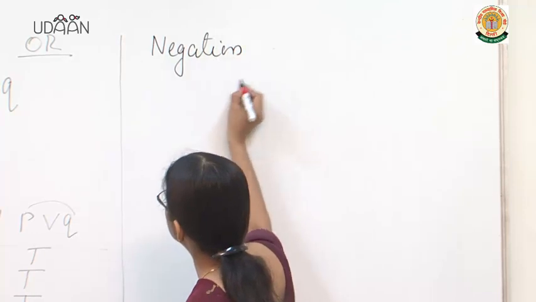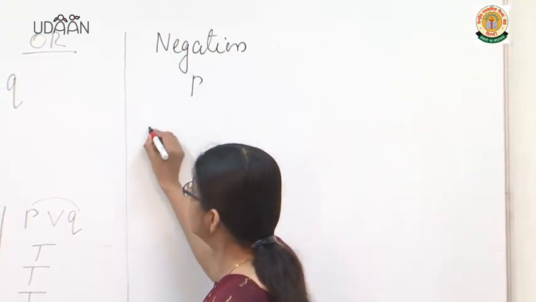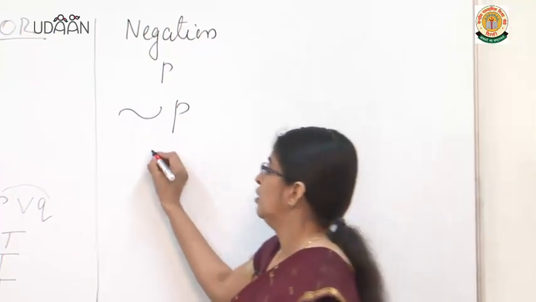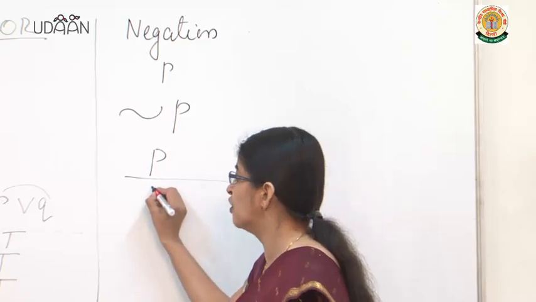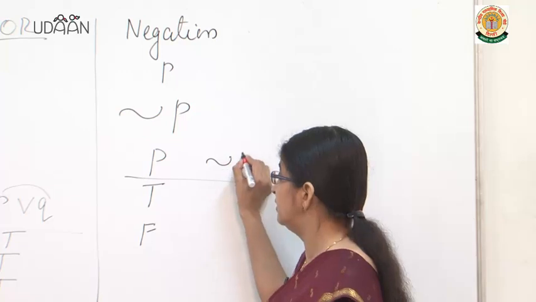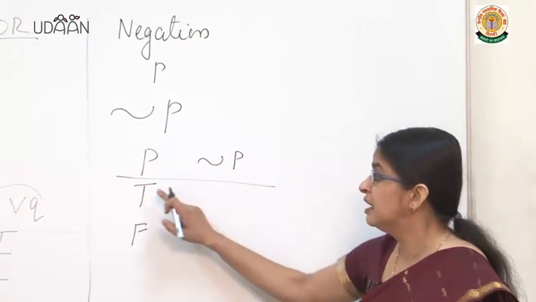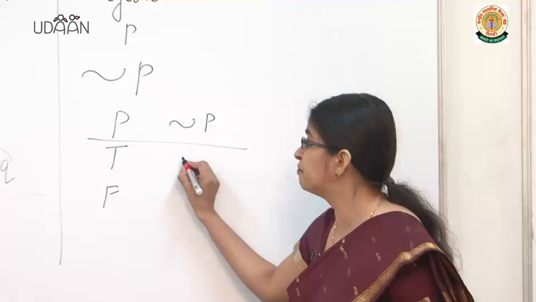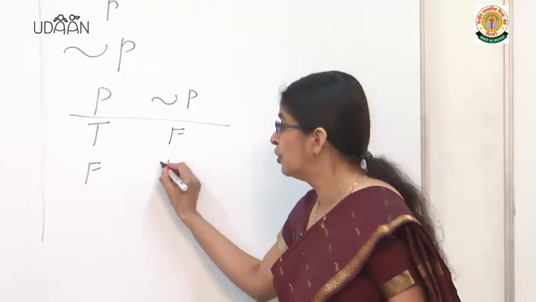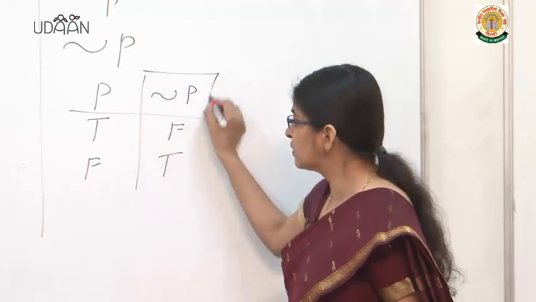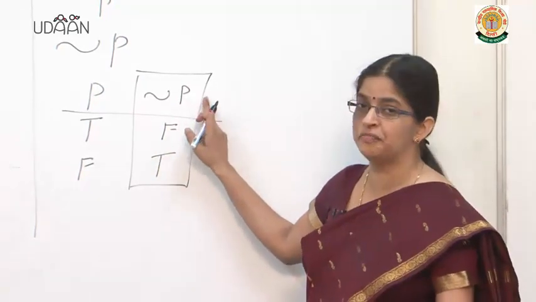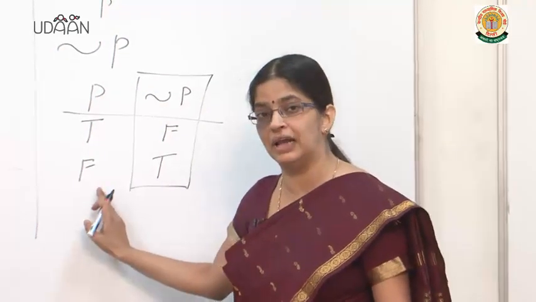For any statement P, its negation is written like this, negation of P. What are the possible truth values of P? Either P is true or P is false. Can you say the truth values of negation of P? If P is true, negation of P is false. If P is false, negation of P is true. So this column gives you all possible values of negation of P corresponding to these truth values of P.